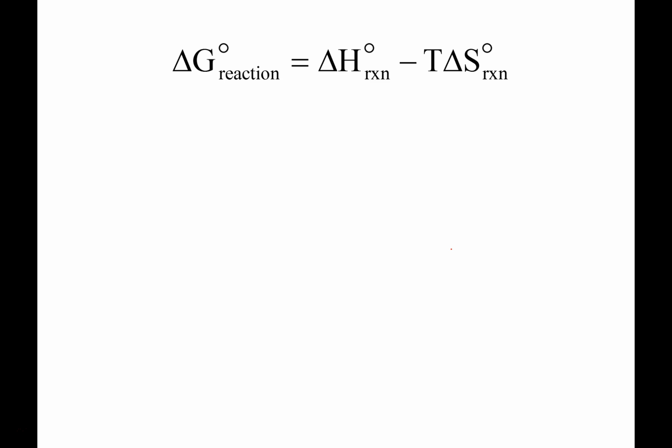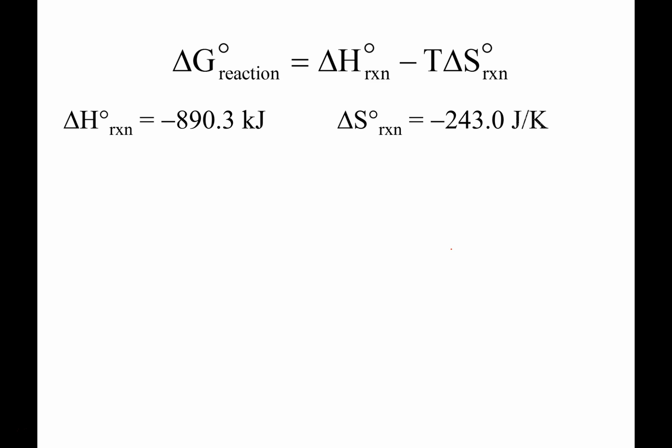So we have a delta H, we have a delta S, and you told me the temperature was going to be 25 degrees Celsius. These are just reviewing the numbers that you already wrote down. We came up with delta H is negative 890.3 kilojoules. Delta S is negative 243.0 joules per Kelvin. Now again, we're going to have to make those kilojoules and joules agree. You could go either way as far as I'm concerned, but they need to be uniform.